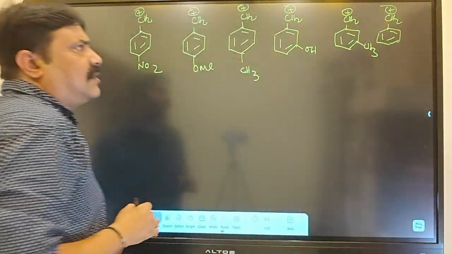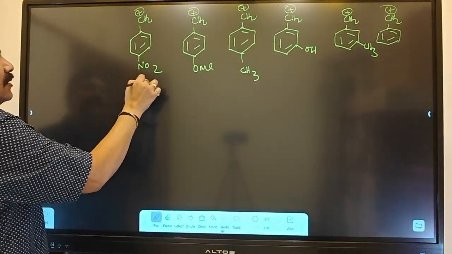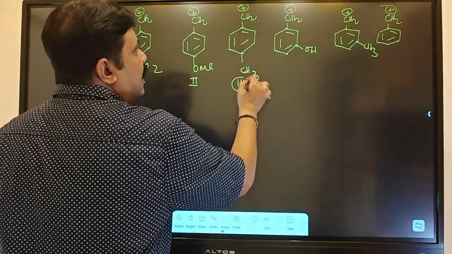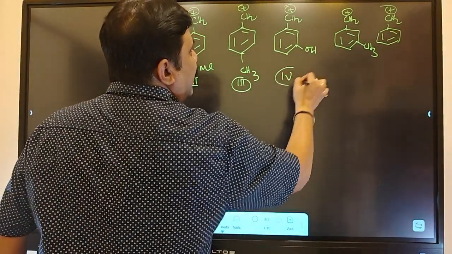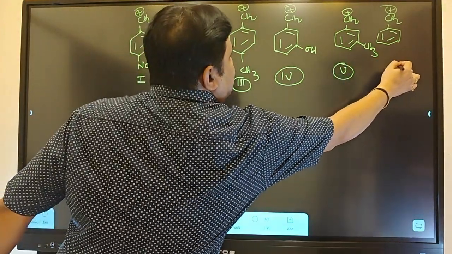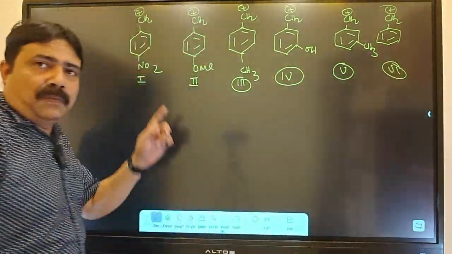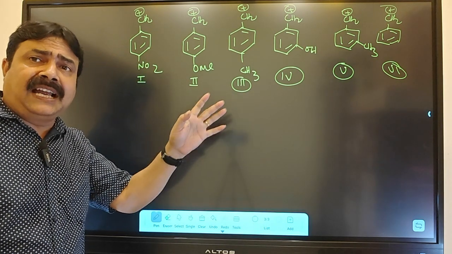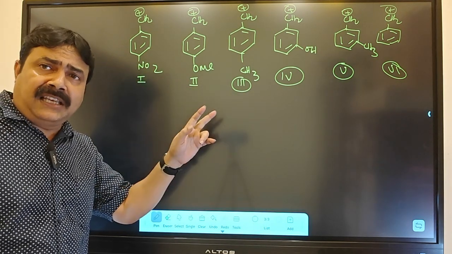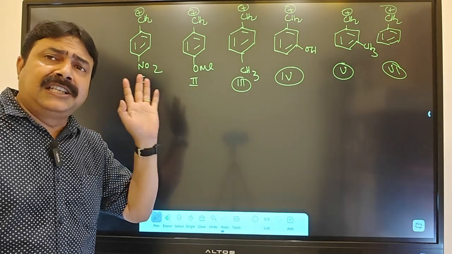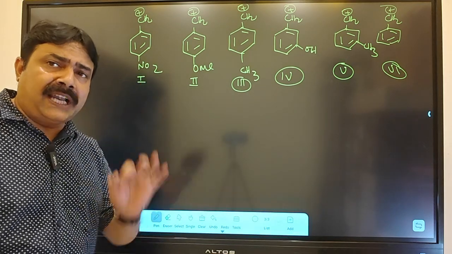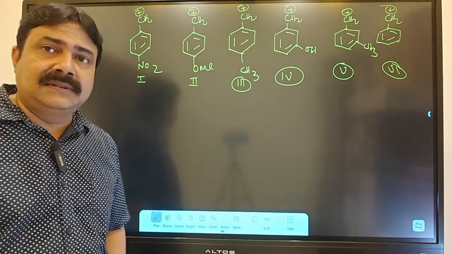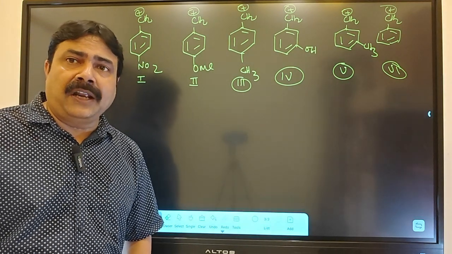All are benzylic carbocations. Now the numbers I am giving are 1, 2, 3, and then 4, 5, and 6. If I compare the stability of these carbocations, all are benzylic, with the benzene ring there, but with a different group attached. You only need to identify what effect is there, and that point you have to remember. So what is that point?